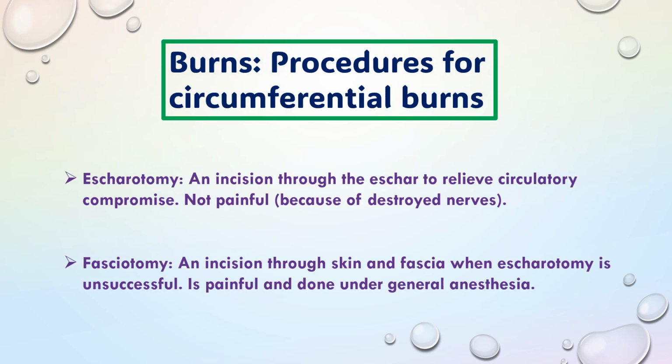There are some procedures for circumferential burns. These are burns that circle a limb. Escharotomy is one. It's an incision through the eschar to relieve circulatory compromise. It's generally not painful because the nerves are destroyed in that area. There's also a fasciotomy. This is an incision through the skin and fascia when escharotomy is unsuccessful. This is painful and it's done under general anesthesia.